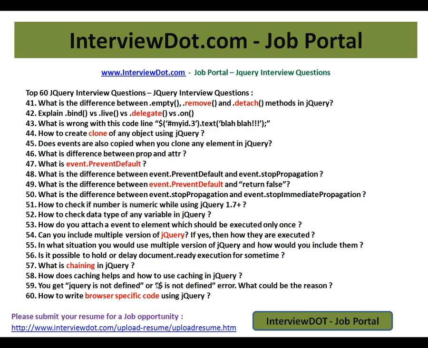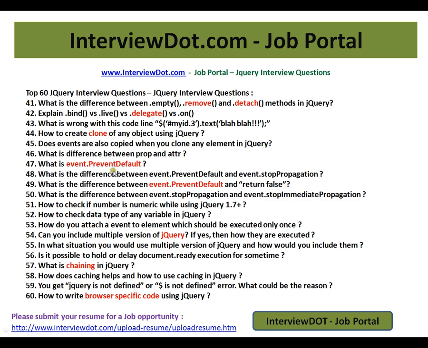What is the difference between empty, remove, detach, delegate? As I understand, bind, live, delegate have been deprecated. You have to use on. So this is the latest one. These three are deprecated already. How do I create a clone of any object in jQuery?